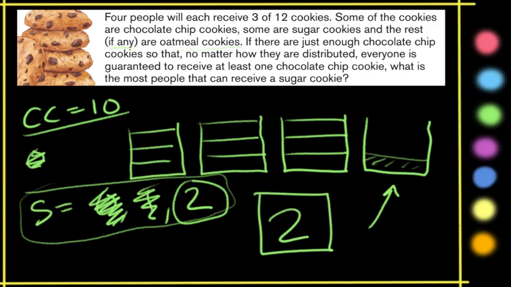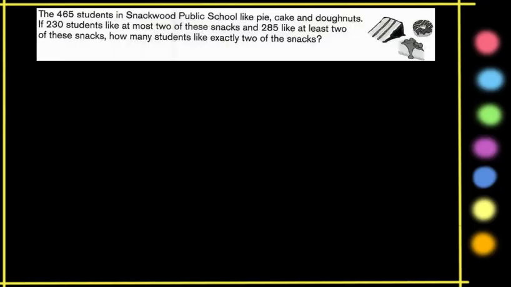Okay, let's take a look at this one. So this one says that the 465 students in Snackwood Public School like pie, cake, and donuts. If 230 students like at most 2 of these snacks, and 285 like at least 2 of these snacks, how many students like exactly 2 of the snacks?